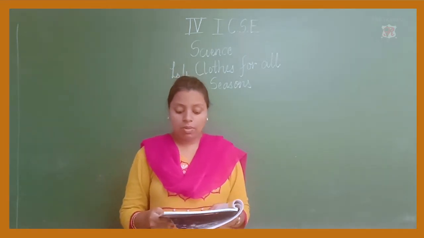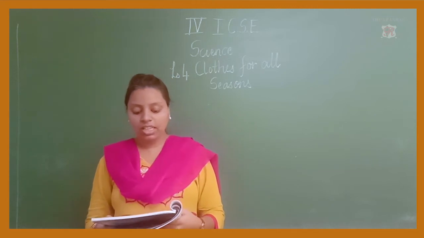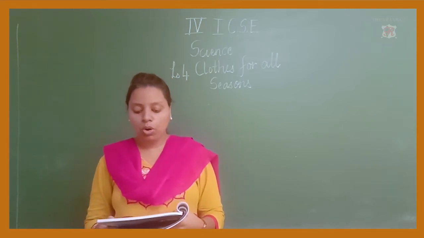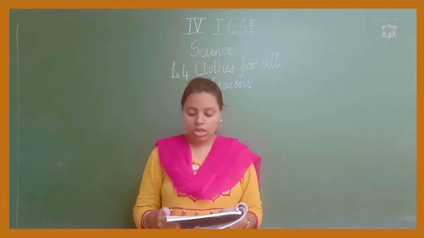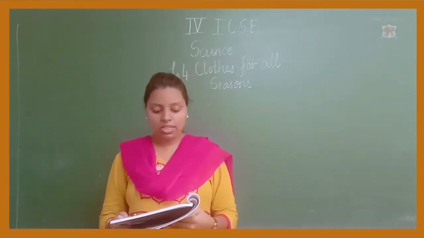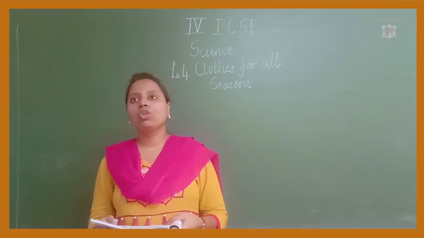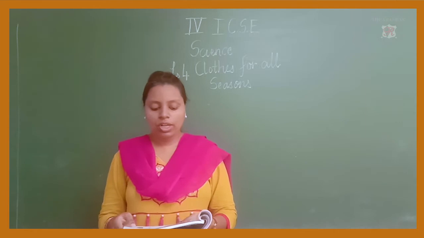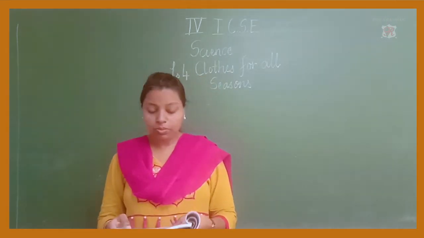The summer colors are usually light colored or white as they reflect the heat and allow the body to remain cool. So we wear light colored clothes or white colored clothes because they reflect the heat and allow the body to remain cool. So in the summer season we wear cotton clothes.